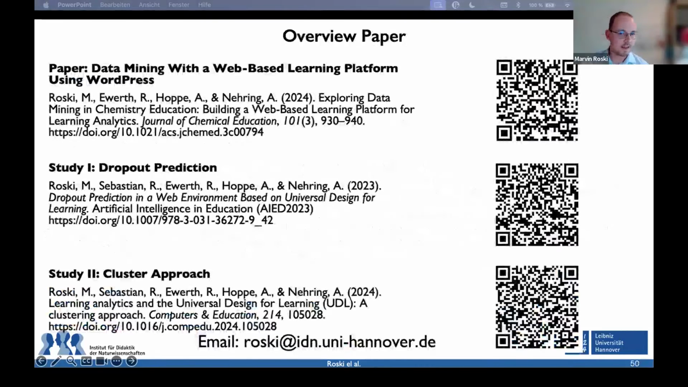And on the last slide here, I do a little advertisement for the paper, so I saved time. I have not gone into all of the points of the paper, but if you're interested, you're welcome to read them. So the first paper is about how to build a web-based learning platform with WordPress, and the other 2 are corresponding studies I also mentioned in this presentation.